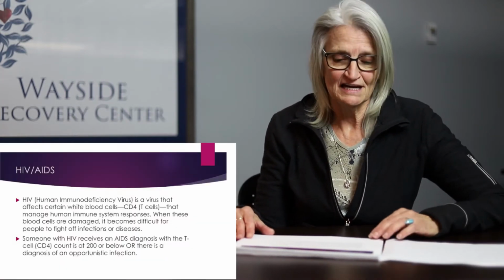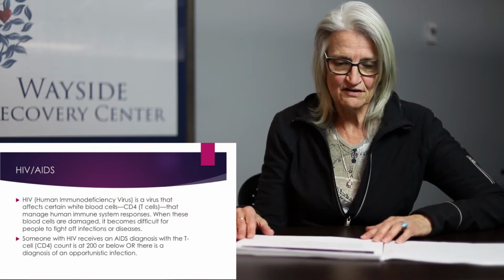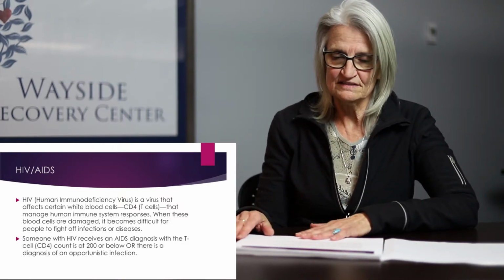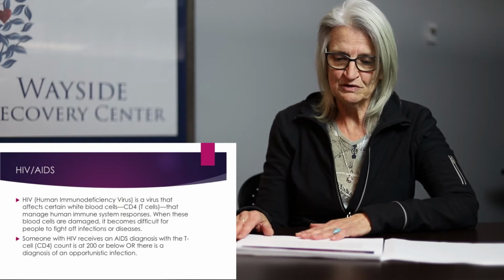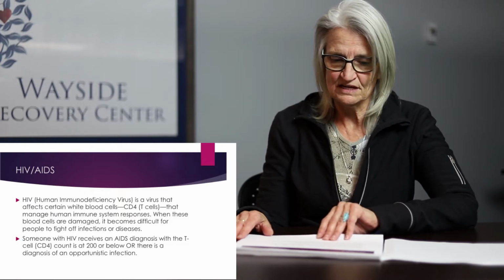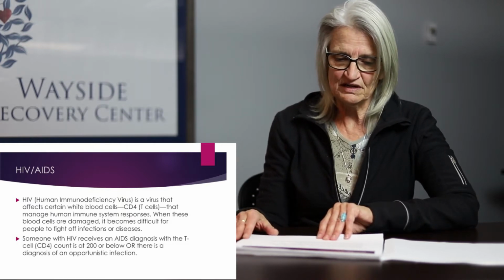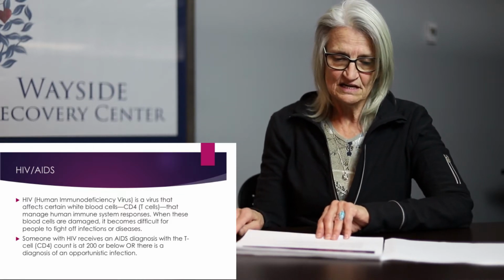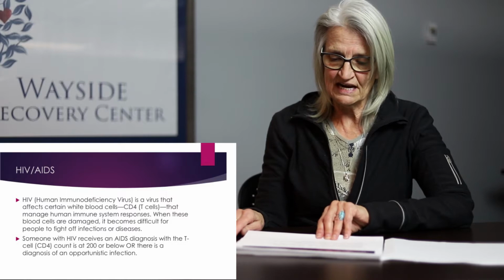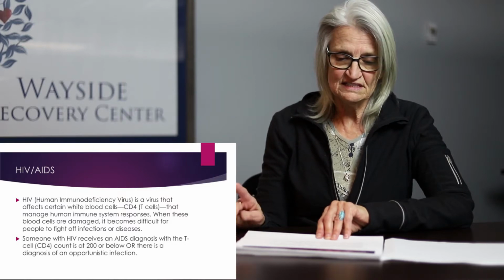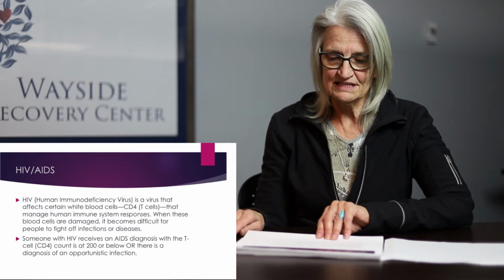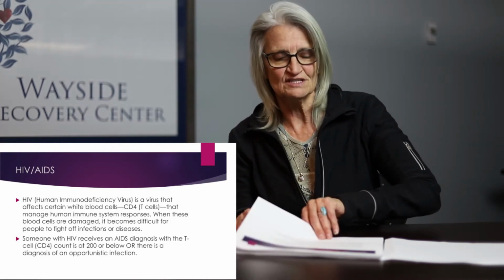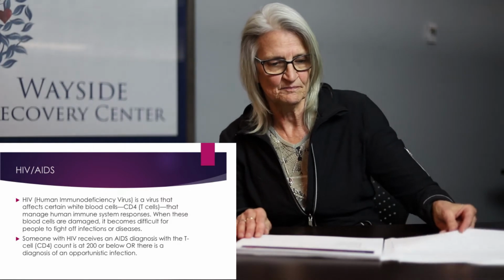Okay. First, we'll start with HIV and AIDS. HIV is a virus that affects certain white blood cells, T cells, that manage human immune system responses. When these blood cells are damaged, it becomes difficult for people to fight off infections or diseases. Someone with HIV receives an AIDS diagnosis when their T cell count is 200 or below, or there is a diagnosis of an opportunistic infection.